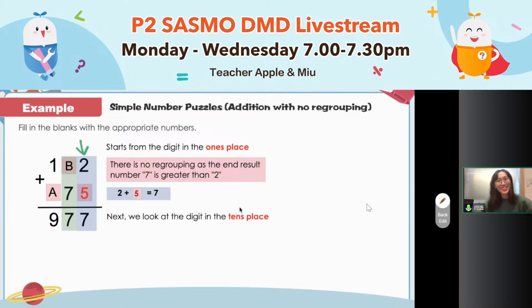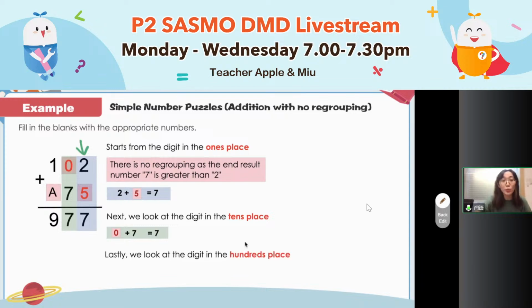Excellent, super good. Okay, so actually again there is no regrouping, right? We have 0 plus 7 equals 7. Okay, excellent. So B equals 0. The last one, we move on to the hundreds place. For the hundreds place, we have 1 plus A equals 9.